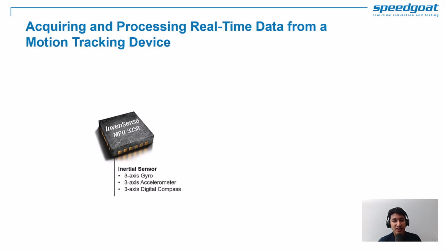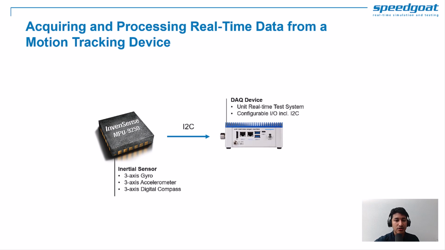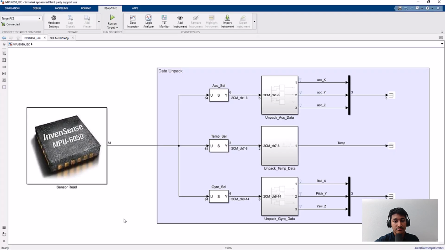We are using a 9-axis inertial sensor which communicates over an I2C protocol, a common serial interface. To set up and test the sensor, we use a Speedgoat Unit real-time test system. So let us switch to MATLAB and Simulink to see how this works.